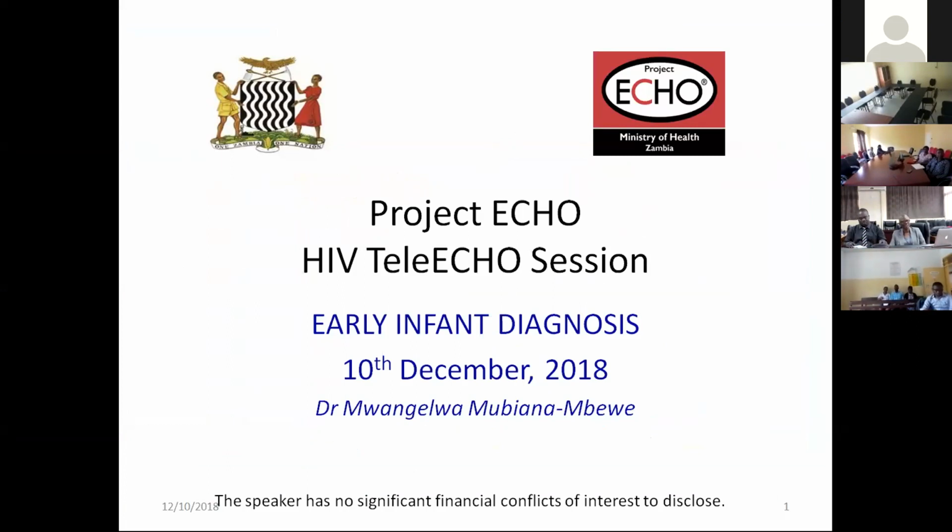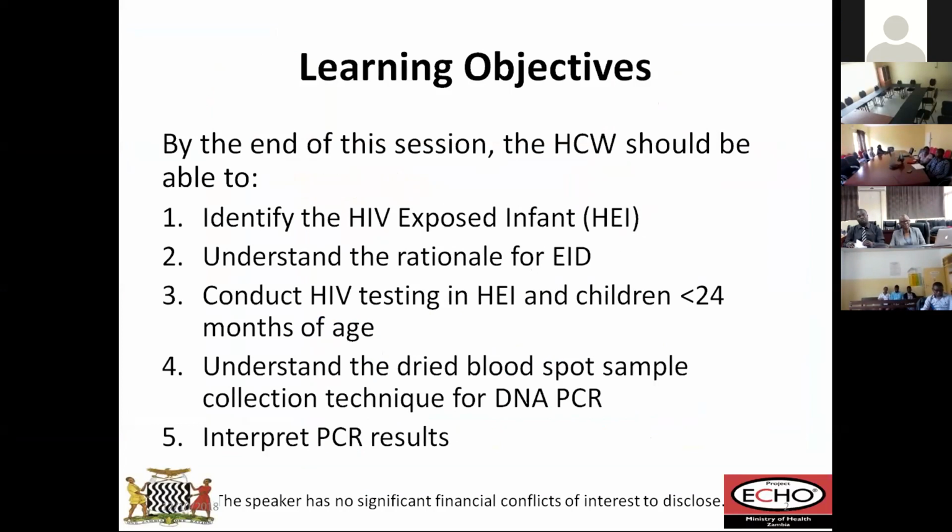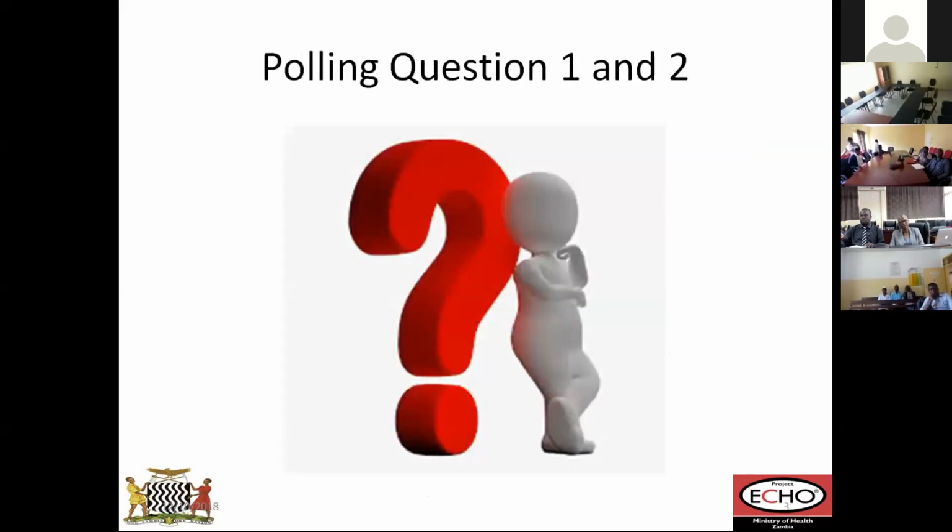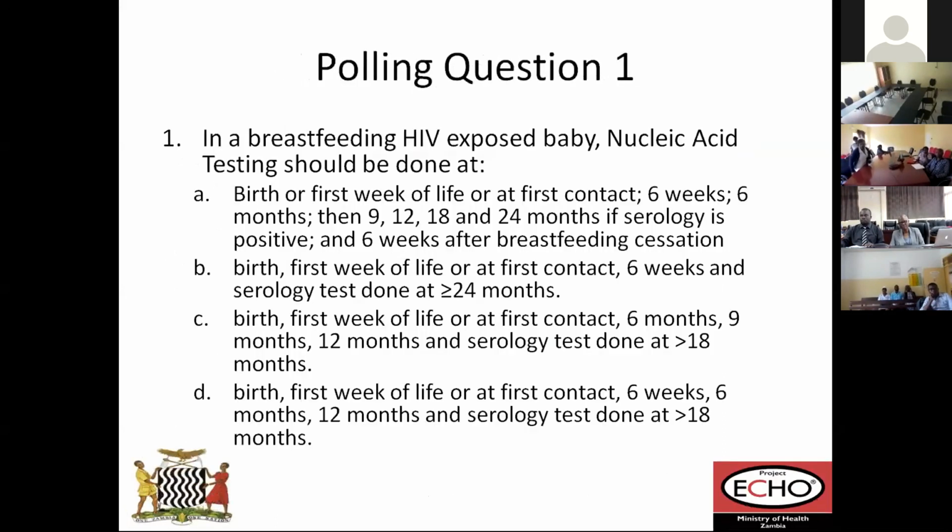So we are going to look at early infant diagnosis today. The objectives for today's presentation are 5. By the end of the session, we should be able to identify the HIV-exposed infant, understand the rationale for early infant diagnosis, conduct HIV testing in HIV-exposed infants and children below 24 months of age, understand the dried blood spot sample collection technique for DNA PCR, and also be able to interpret the PCR results that we receive.